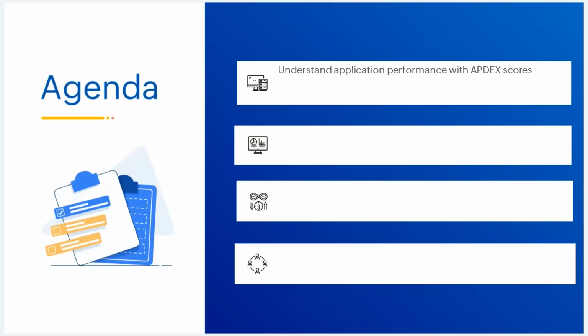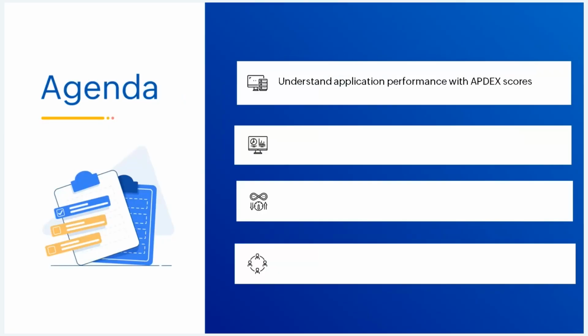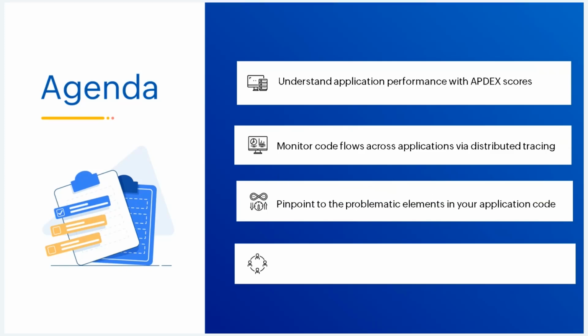Agenda for today's session is to understand the application performance with APDEX code, monitor the code flow across applications via distributed tracing, pinpoint the problematic elements in your application code, and visualize the dependencies in your application architecture with automated service map.